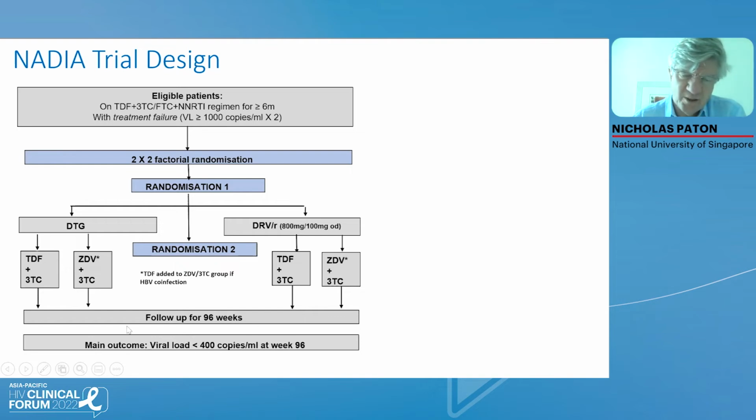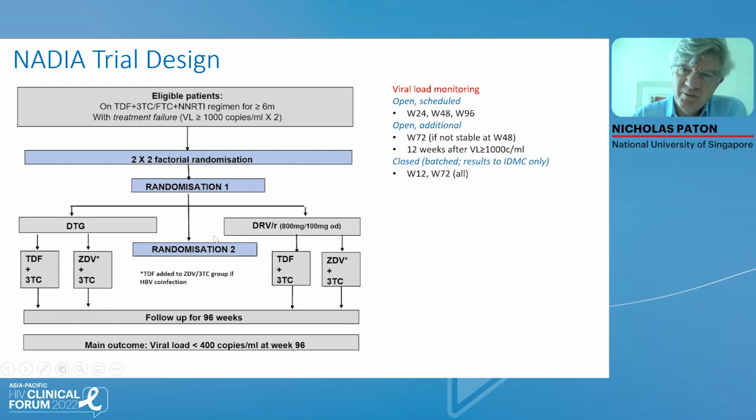Patients were followed up for 96 weeks, and at 96 weeks, the main outcome we assessed these regimens on was a viral load less than 400 copies. The primary outcome was at week 48. That's already, in fact, both have just been published. But at week 96, viral load less than 400 copies. So viral load monitoring was done open with the results going back to the clinician at week 24, 48, 96, following WHO recommended frequency. We also did a viral load at week 72, so about 18 months after switch, if they weren't stable at week 48. And obviously anybody who had a viral load above 1,000 copies, we did a repeat 12 weeks later after adherence counseling.